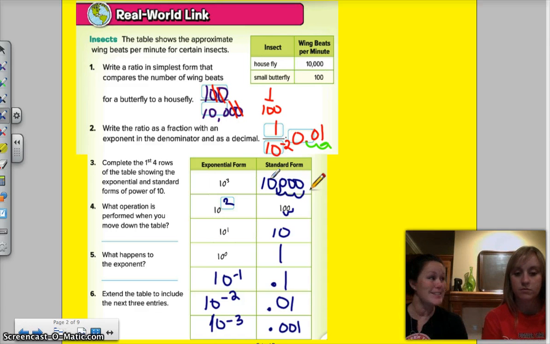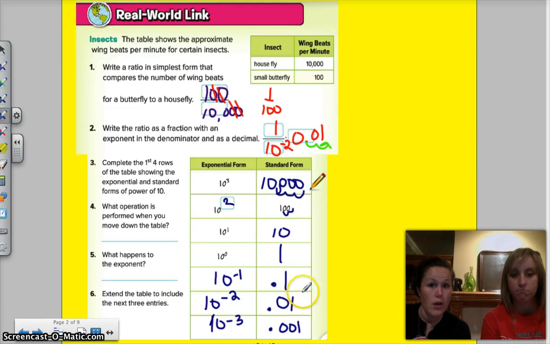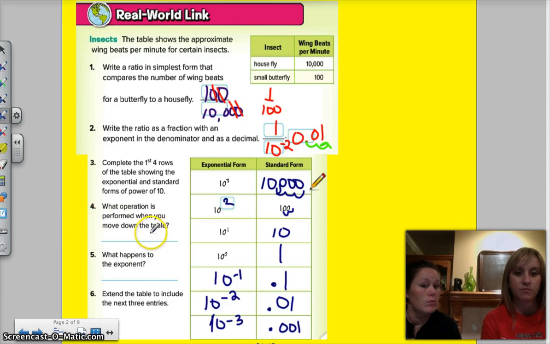And if it is less than 1, if our exponents are negative, it's going to be a decimal. It's going to be less than 1. All right, what operation is performed when you move down the table? Well, what were we doing? Moving the decimal. But what operation is that? Multiplication. Yep.